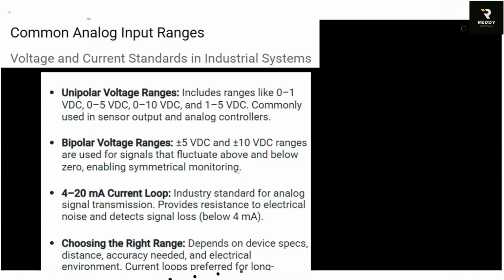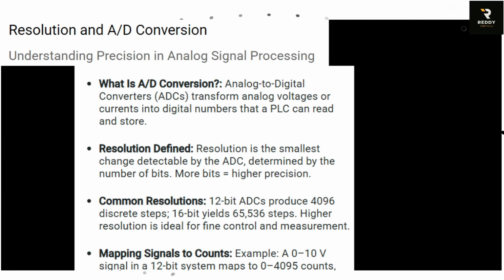Bipolar voltage ranges are plus or minus 5 VDC and plus or minus 10 VDC, used for signals that might fluctuate above and below 0, enabling symmetrical monitoring. 4 to 20 milliamp current loops are the industry standard for analog signal transmission. They provide resistance to electrical noise and detect signal loss below 4 milliamp. Choosing the right range depends on your device specs, distance and accuracy needed, and electrical environment. Current loops are preferred for long distance and EMI-prone setups.